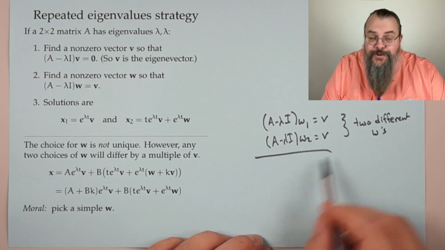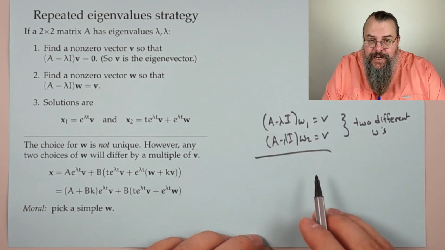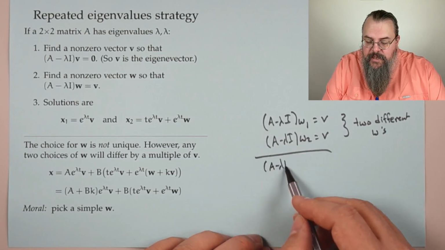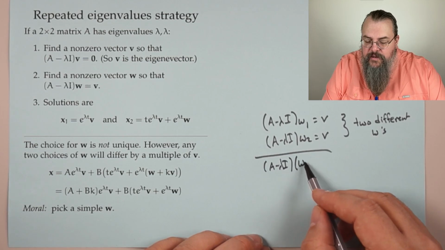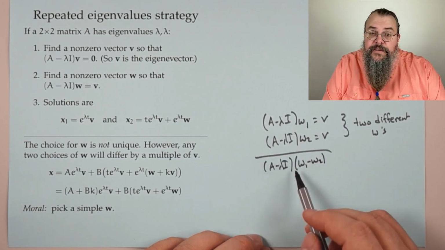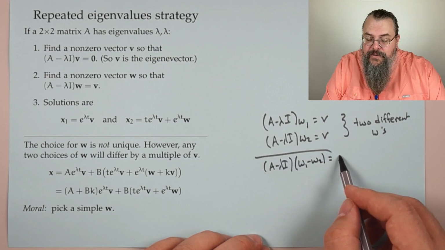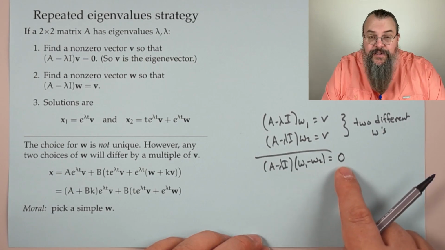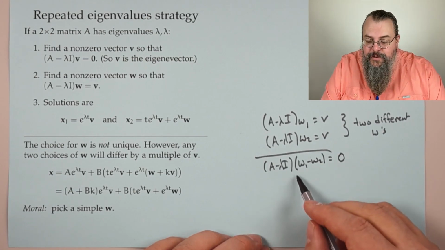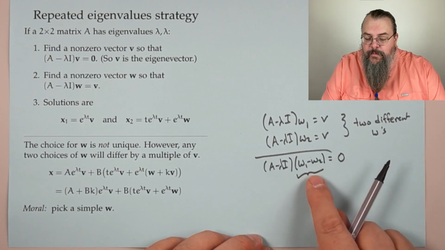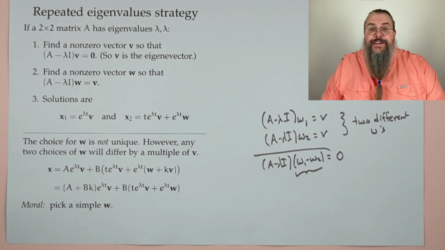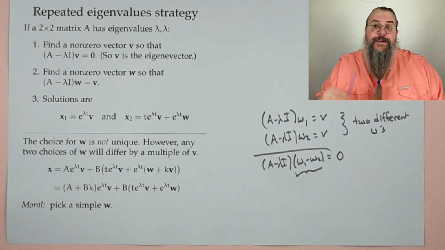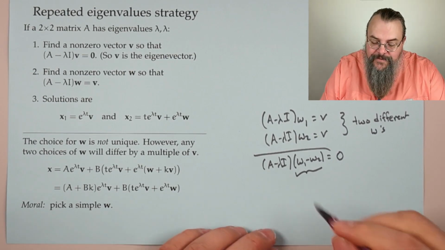Now we're going to subtract. So when we subtract, what happens? Well, because we have the A minus lambda I in common, we get A minus lambda I times w1 minus w2. That's the left hand. On the right hand, v minus v is 0. So we have A minus lambda I times something is 0. Well, what kind of thing, when you multiply by A minus lambda I, gives you 0? It turns out that's anything that's a multiple of the eigenvector.